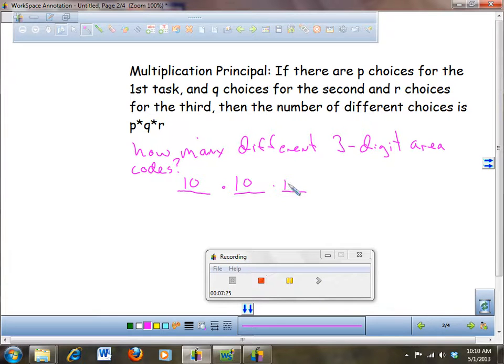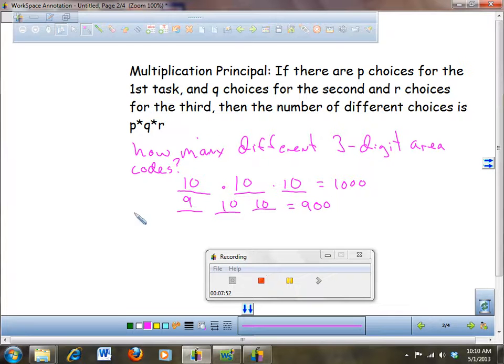10. In reality, I think you can't have a 0 for the first digit, right? And so in reality, how many choices would I have for this one? 9. How many choices would I have for this? 10, 10, right? So this would give you 1,000, but in reality, you probably really only have 900, and then obviously there's some ones that you can't use, like 911 wouldn't be a very good area code to have, because that would get you into trouble, right? So there you would have 900 different ones, okay?